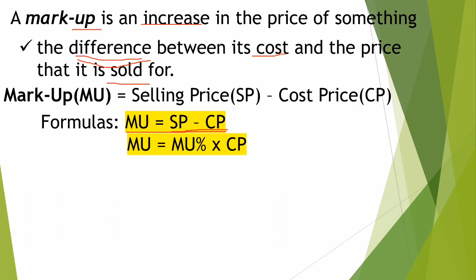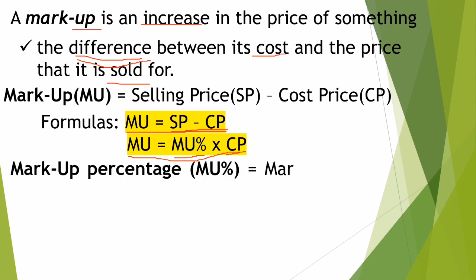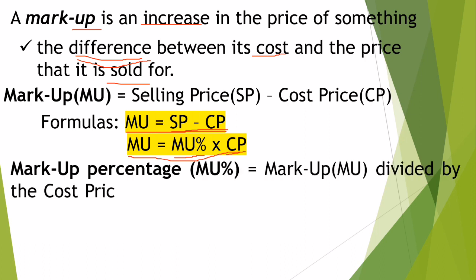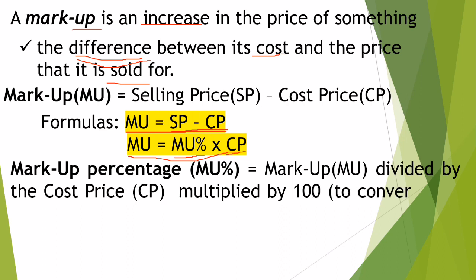But if the given is markup percentage and cost price, we will use the second formula. So for the second formula, we have markup, or MU, is equal to markup percentage, or MU percent, times CP, or cost price. Next, markup percentage, or MU percent, is equal to markup, or MU, divided by the cost price, or CP, multiplied by 100 to convert it to percentage.